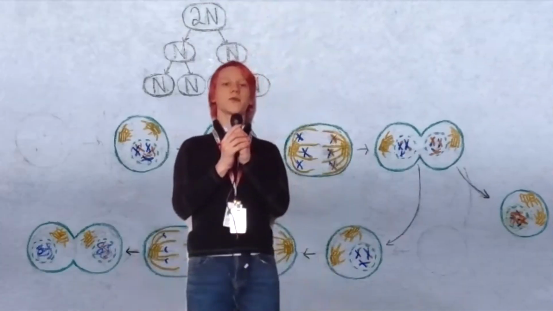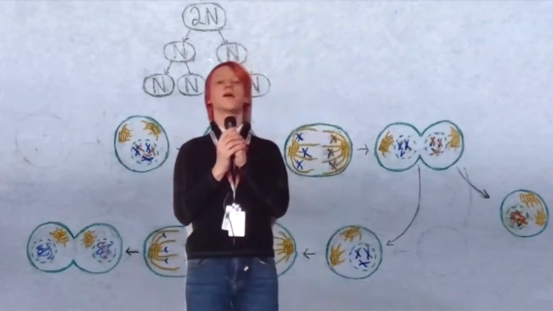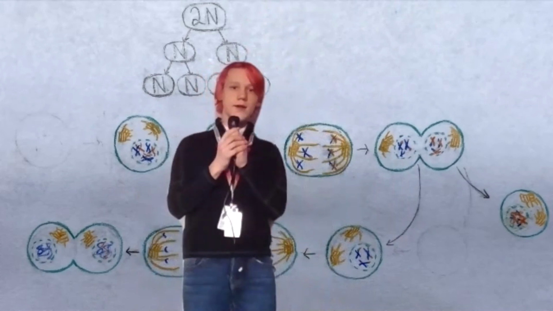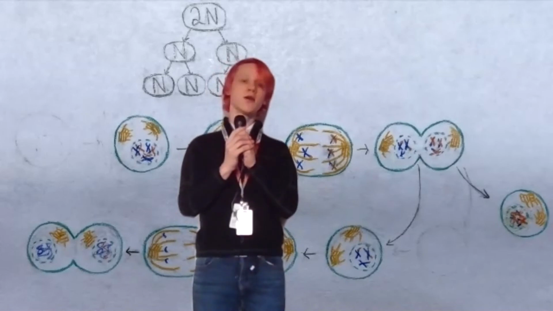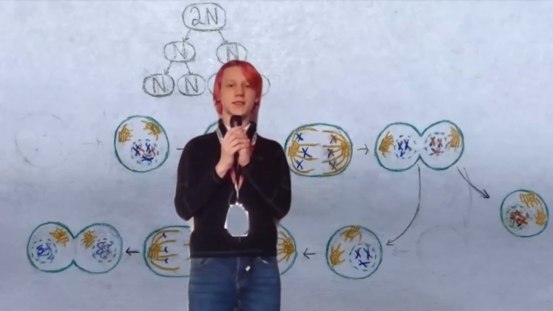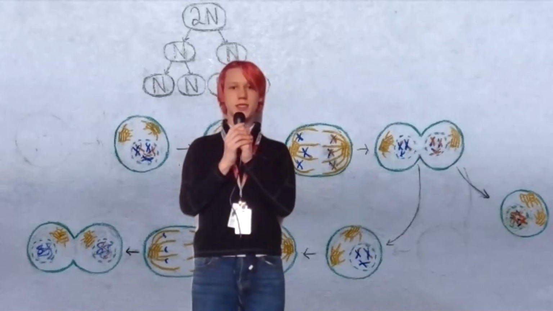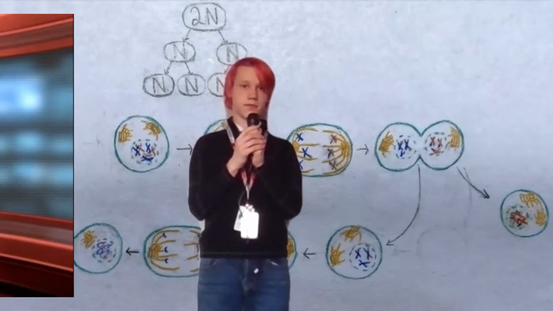In prophase 2, the chromosomes condense. In metaphase 2, the chromosomes form the metaphase plate. In anaphase 2, the sister chromosomes are pulled apart to opposite ends of the cell. In telophase 2 and cytokinesis, the cells divide once more. Meiosis is now complete, as the diploid cell has divided into 4 haploid cells.